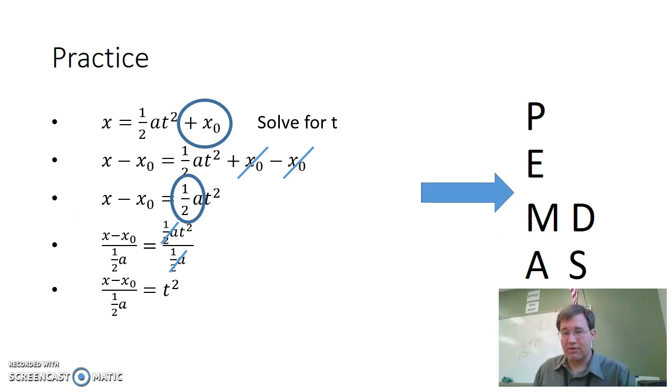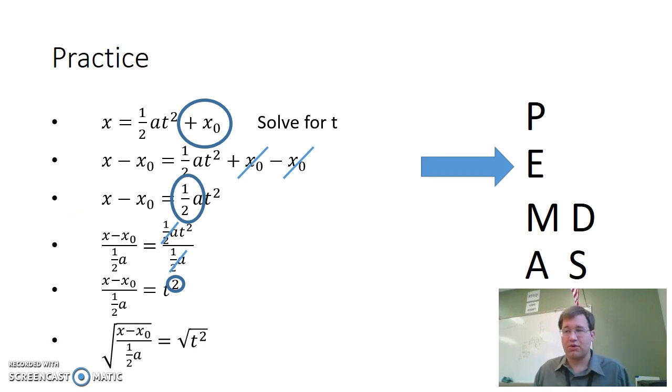So we go up to the next level of PEMDAS, which is the exponent. And of course, there is an exponent that's squared right there. So we have to get rid of it. How do we get rid of a square? It's with the exact opposite function. The opposite of a square is a square root. So we square root both sides. And we see that now we've got these two right here, and those will end up canceling out with each other. That would leave us with this: the square root of x minus x naught over 1/2 a, all inside of that square root, is equal to t.